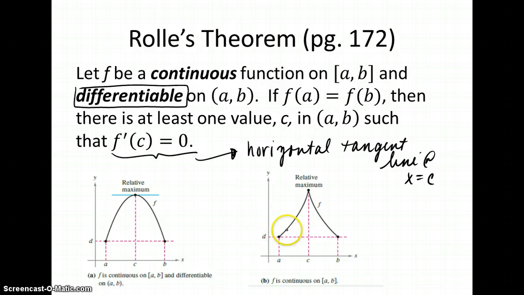If you look at this figure, this function's continuous everywhere, but because it's a cusp at c, it's not differentiable. So Rolle's theorem would not apply, and therefore we couldn't make a conclusion from it. Notice f of a equals f of b. So the y values where you start and end have to be the same.